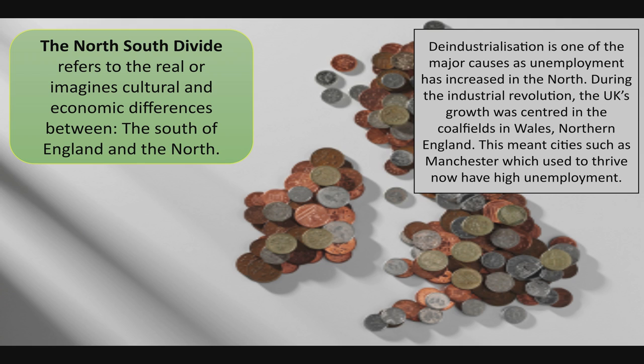In particular, this is a product of deindustrialization. I don't ever want you to get the impression that the north of England has always been poor. It hasn't. For a very long time, and particularly during the UK's industrial past, it was the powerhouse of the UK economy. But deindustrialization, the reduction in the number of factories, the reduction in secondary and primary employment, as we've already mentioned, caused major unemployment, and it particularly impacted the north. So, although during the Industrial Revolution, the UK's growth was centred in the coalfields of Wales, northern England, cities such as Manchester that used to thrive now unfortunately have relatively high unemployment.